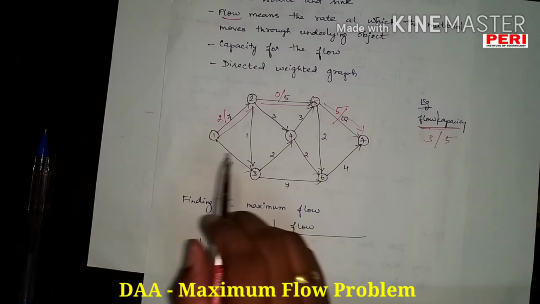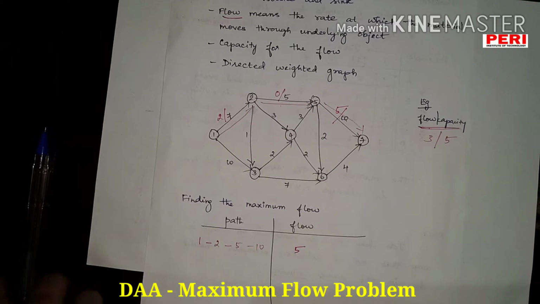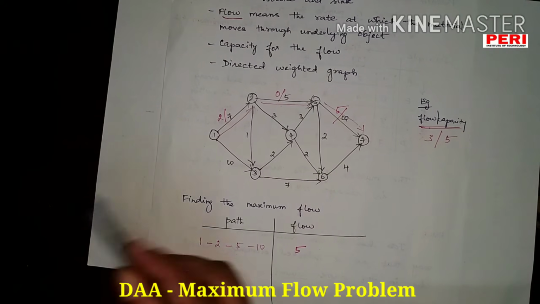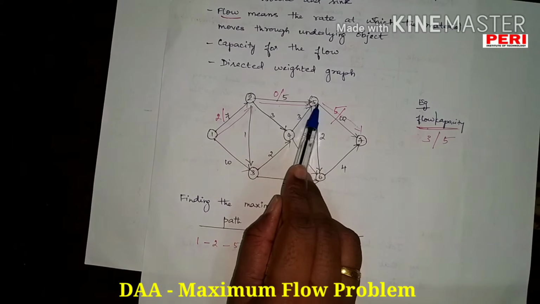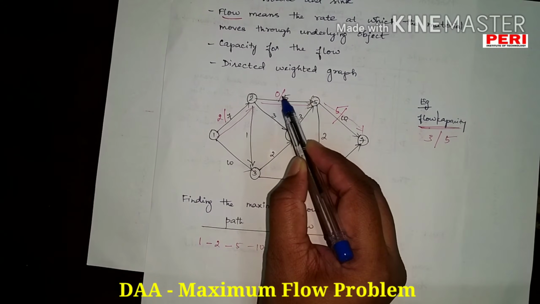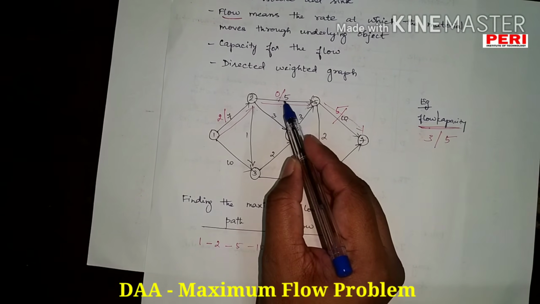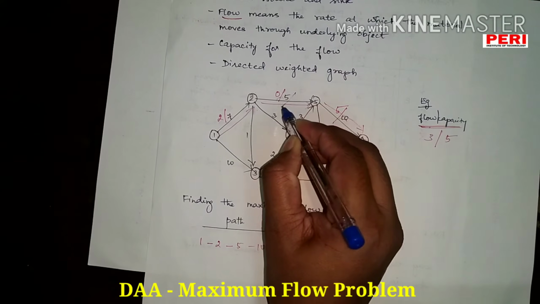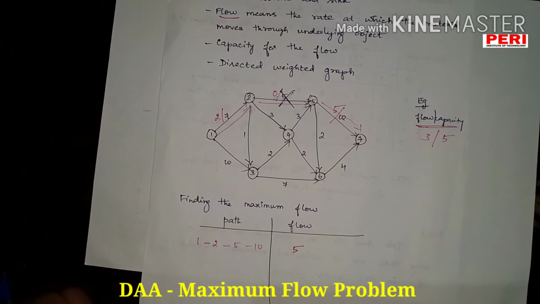Okay, now look at this carefully. We still have 2 packets in this path, right? Whereas to send in this path, we don't have anything to send. Why? Because it becomes 0 here. The pipe is not available for the transmission anymore. Therefore, this path cannot be chosen for your future transmission.